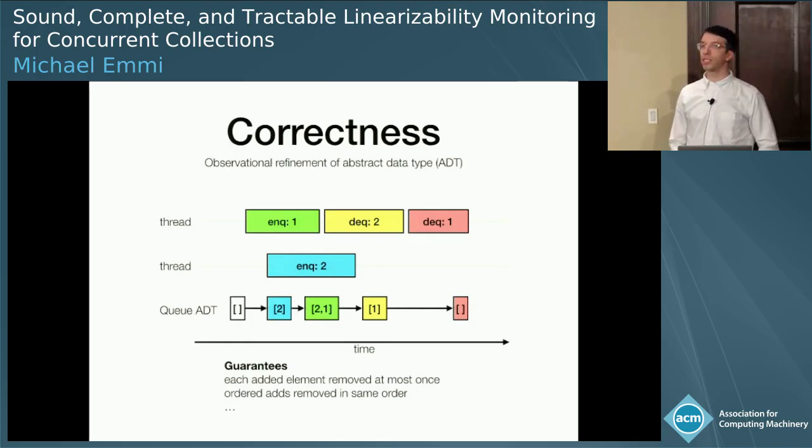So if we just try to explain this execution based on the queue abstract data type, we have that the queue may, even though the enqueue of 2 on the second thread is called after the enqueue of 1, say, well, the 2 was put in there first, then the 1 was put in there.